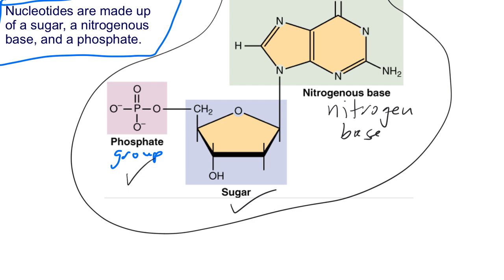Okay, so three parts of a nucleotide. You should recognize this picture as a nucleotide. Once again, if there's no letter at a corner of the ring, you can assume that those are carbon atoms.